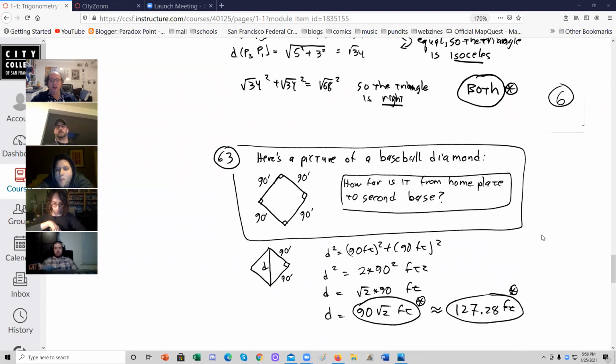Here's a picture of a baseball diamond. It's a diamond, really a square tilted 45 degrees, 90 feet on a side. How far is it from home plate to second base? Okay, here we have a right triangle, and in fact, an isosceles right triangle. Side 90 feet here, 90 feet here, right angle here, and distance d here. Well, by Pythagoras, d squared equals 90 squared plus 90 squared. That's twice 90 squared. Take the square root, root 2 times 90 feet. So the distance is 90 root 2 feet, which is approximately 127.28 feet.